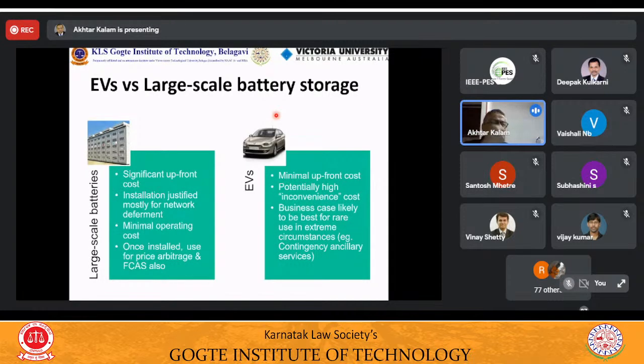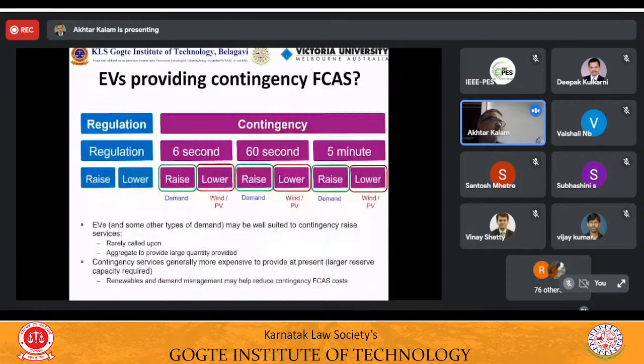Kulkarni, because he has got an electric vehicle, can give us power. So that is the type of example that in extreme circumstances we will use Dr. Kulkarni's car for running our system. Now, EV is providing contingency for frequency control ancillary services.